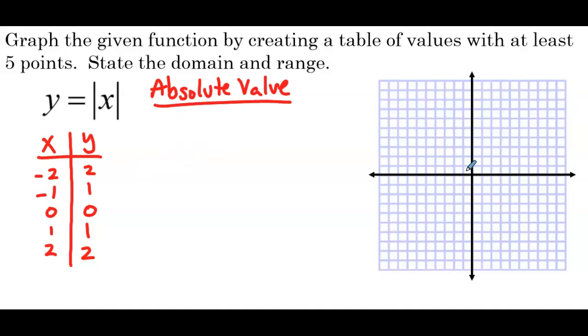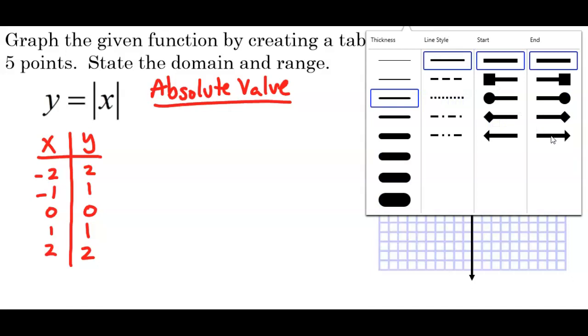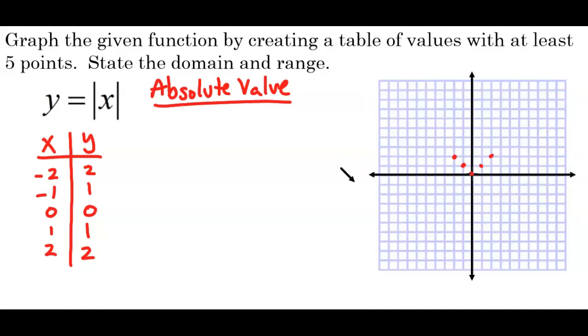value function. So if we plot our points, negative 2, 2, negative 1, 1, 0, 0, 1, 1, 2, 2, and I'm going to use the line tool to help us out here. Okay, so we extend through those points. So the graph is that V shape. Let me get rid of that random line. Okay, so the graph of y equals the absolute value of x creates that V-shaped graph.